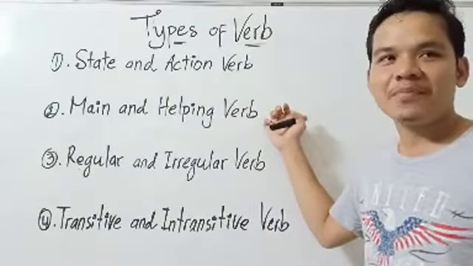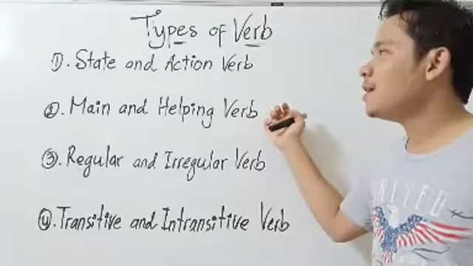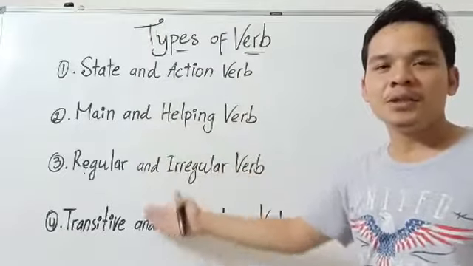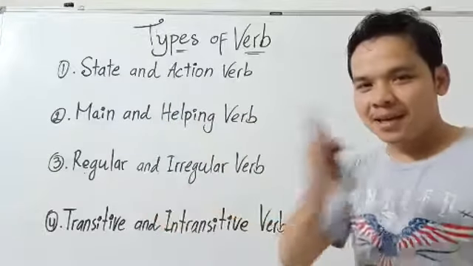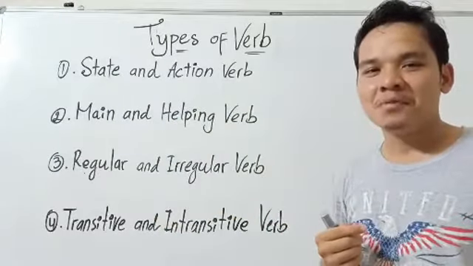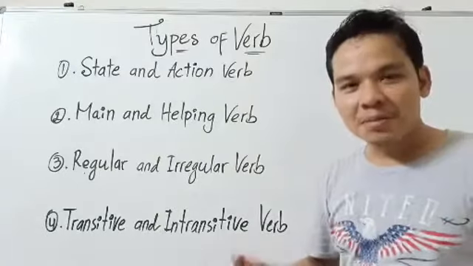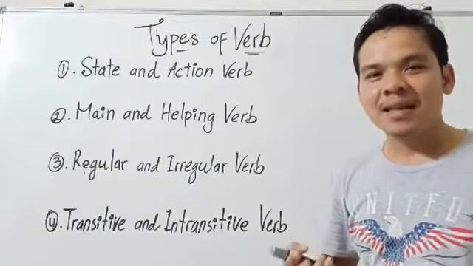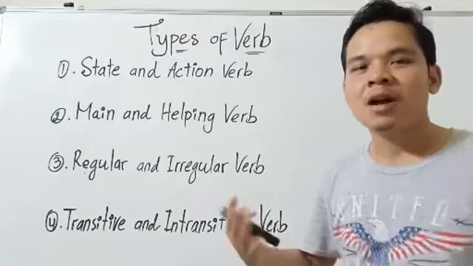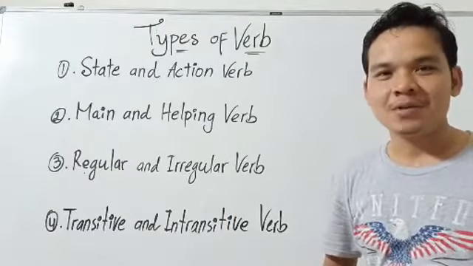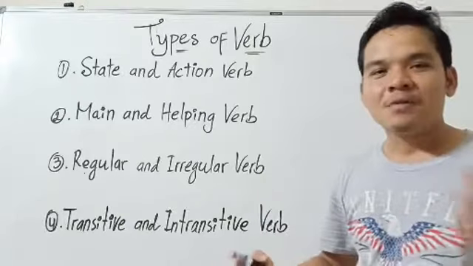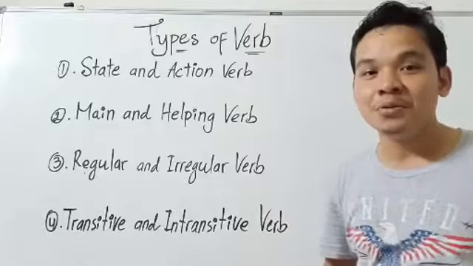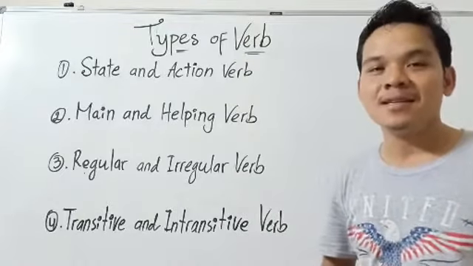So, everyone, about verb. Before we start going to types of verb, I want to let you know the meaning of verb. What is verb? Verb is the word that talks about the action in a sentence, or we can say that verb is the word that shows something that the subject does.